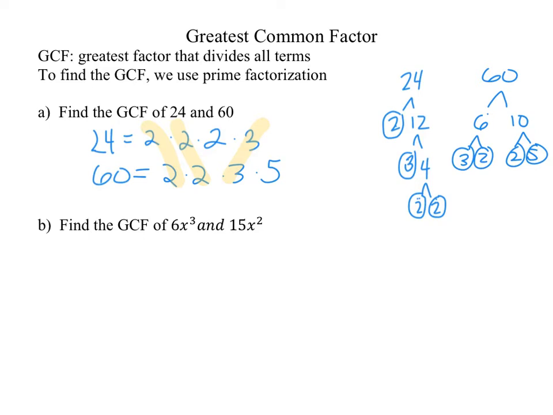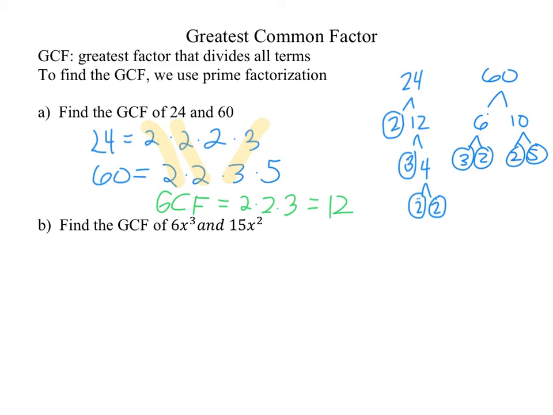So the GCF is 2 times 2 times 3, which is 12. So 12 can divide both 24 and 60. Or I mean to say that 24 divided by 12 and 60 divided by 12 are going to give you all integers. Moving on to the letter B, find the GCF of 6x cubed and 15x squared.